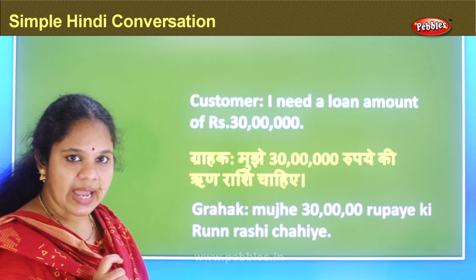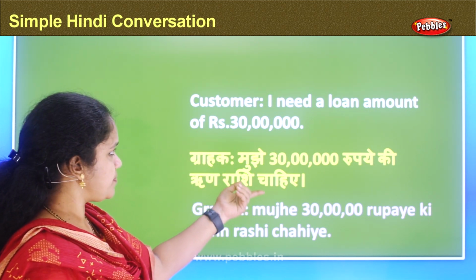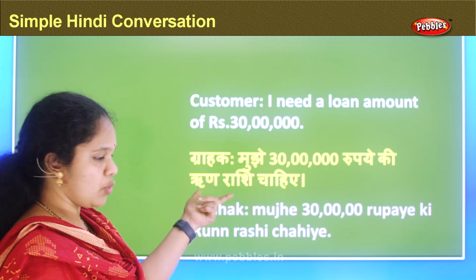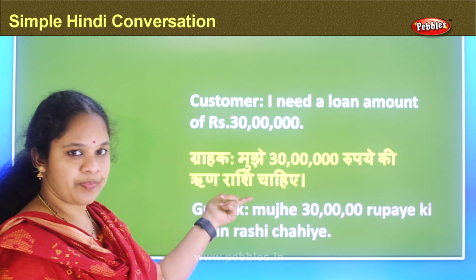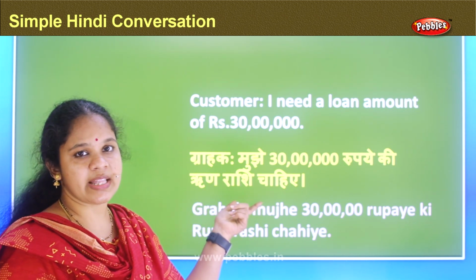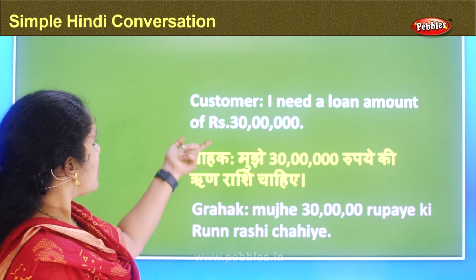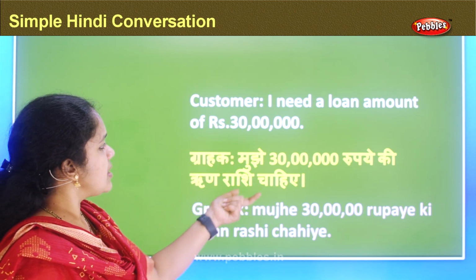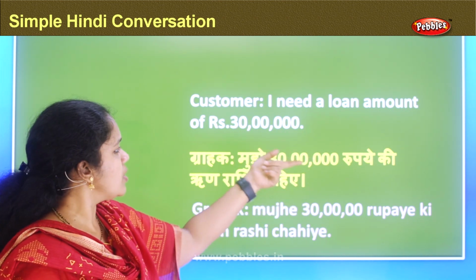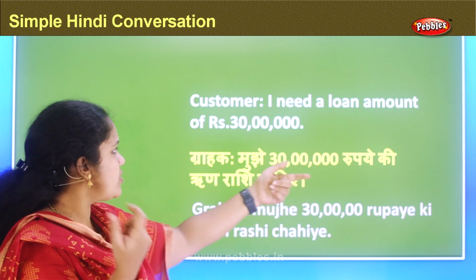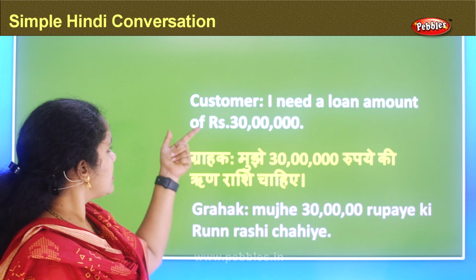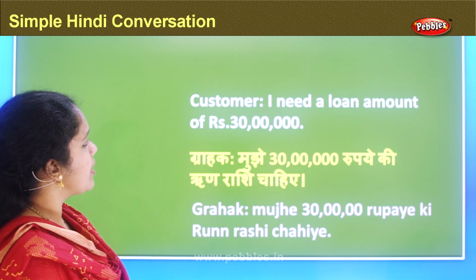I need stands for मुझे चाहिए. Loan amount, ऋण राशि. See, loan means ऋण, amount means राशि. Another word is rakam. Okay, rashi or rakam both stand for the same word. Of rupees 30 lakhs means 30 lakhs rupiyo ki. So we have to add ki, which resembles of. Okay, ki means of.